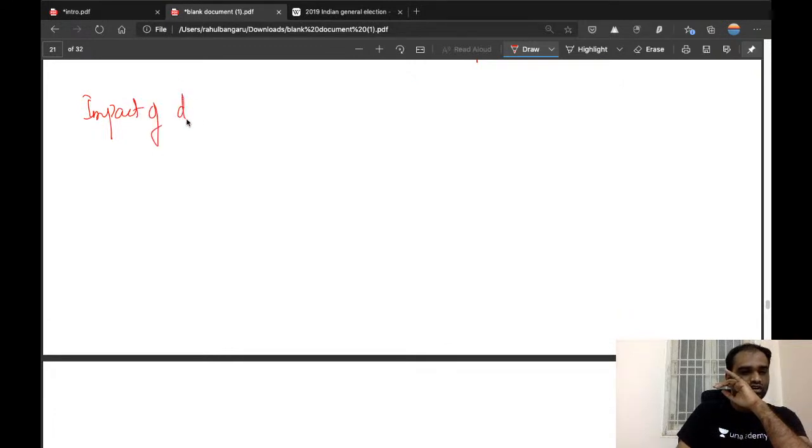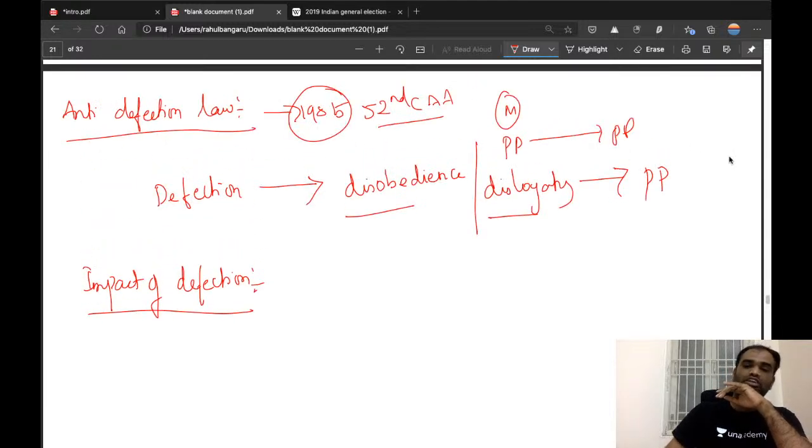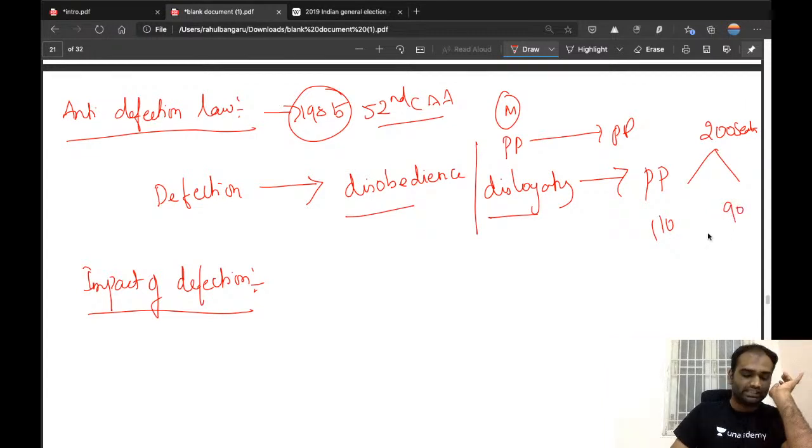Now I'll give you an example. Assume that in Tamil Nadu there are around 200 seats for the state legislative assembly. Out of these 200 seats, ADMK got around 110 seats. DMK has got around 90 seats. ADMK has an absolute majority, so there is no need for ADMK to get outside support.